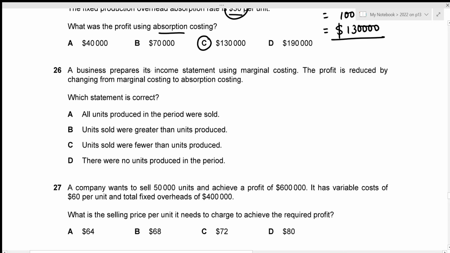A business prepares its income statement using marginal costing. The profit is reduced by changing from marginal costing to absorption costing.